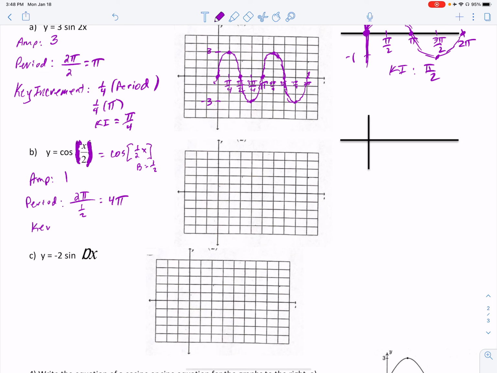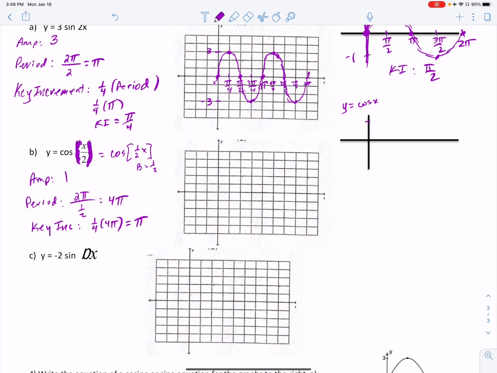And so then we have the key increment, which is 1/4 of your period. And so my key increment is pi. Now, before I get to graphing this, I'm going to go ahead over here and draw the parent function of cosine of x.